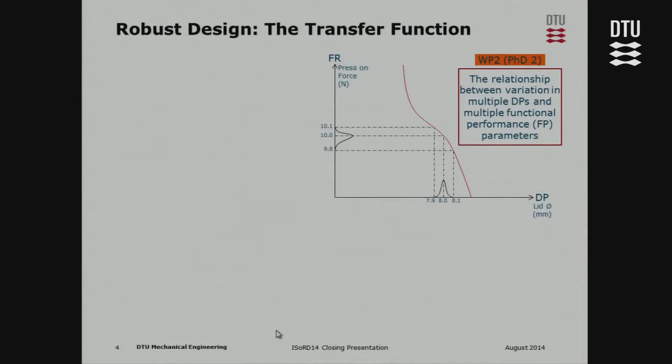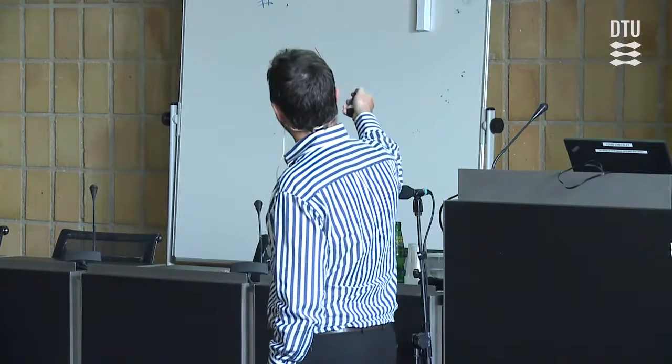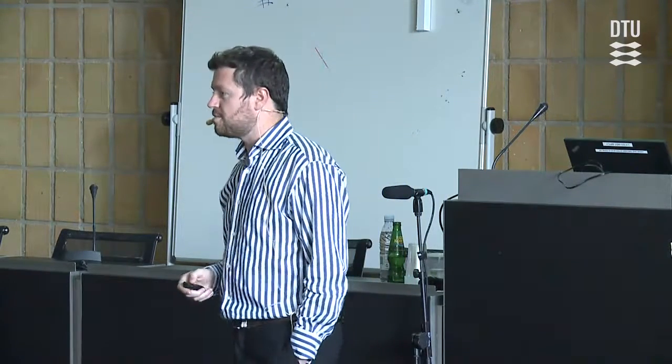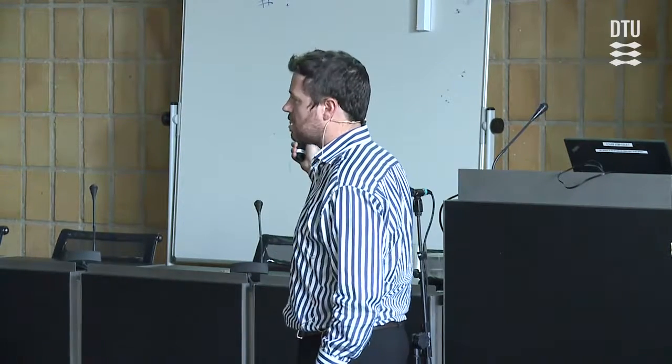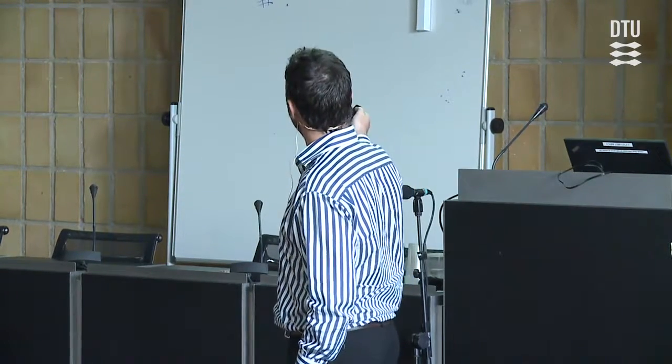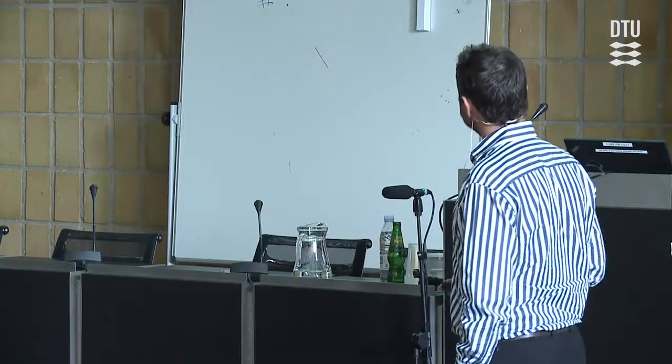So one of our PhD projects is working in this area, in the robust design area of reducing sensitivity, looking at axiomatic design, but also multiple function requirements and design parameters. This is a very simple model where we've just got one DP and one FR. But of course, that's not a realistic situation.